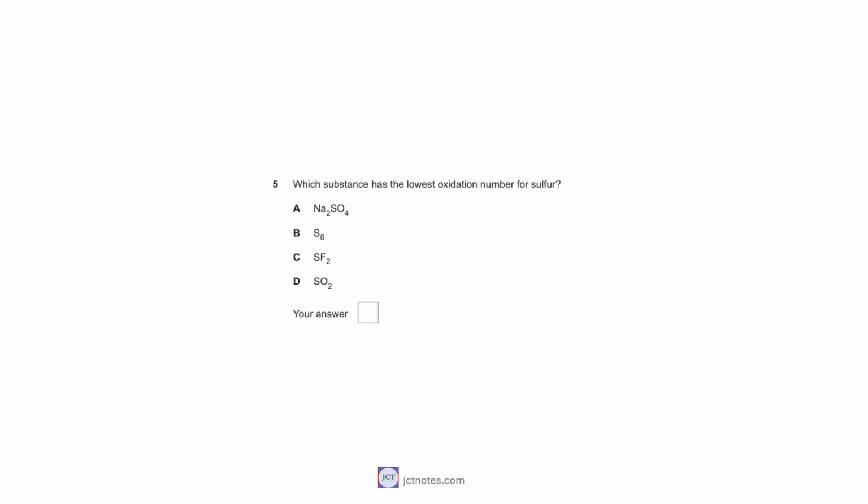In question 5, we are asked which substance has the lowest oxidation number for sulfur: sodium sulfate, natural sulfur or S8, sulfur difluoride and sulfur dioxide. If we take a quick look, we'll see that in S8, the oxidation number of sulfur is 0 because this is its natural elemental form.